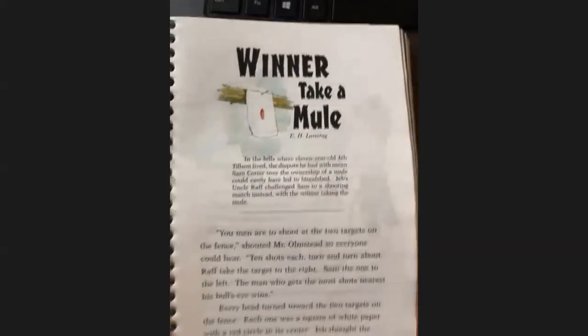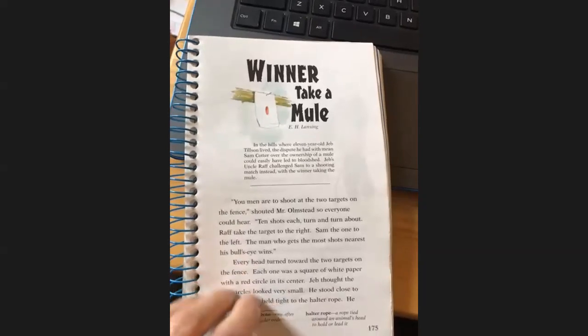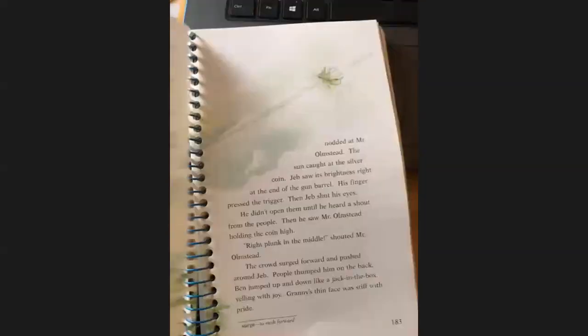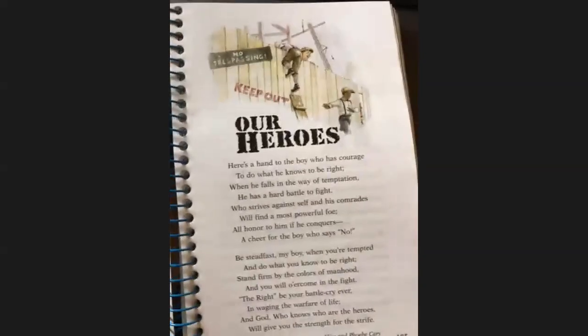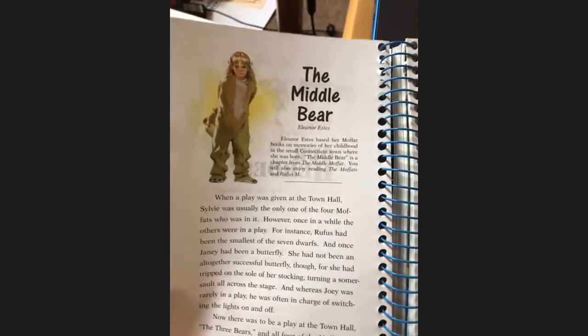Then you'll go on and you'll read in your reading book, Winner, Take a Mule, and read the story. A real good story about a mule. And you'll go all the way and you'll come to the end of the story and then you'll come to another story. Ooh, what's going on there? Okay. And then you go, Our Heroes, which is a poem. And then look, The Middle Bear.